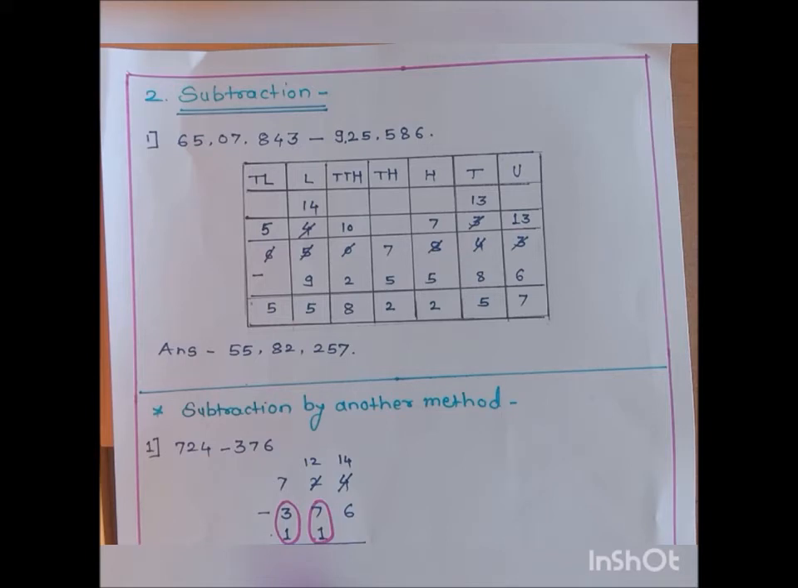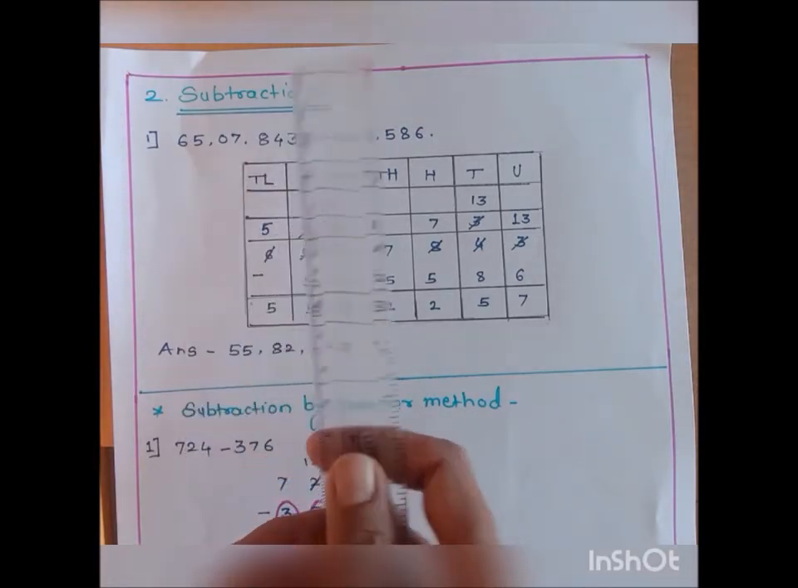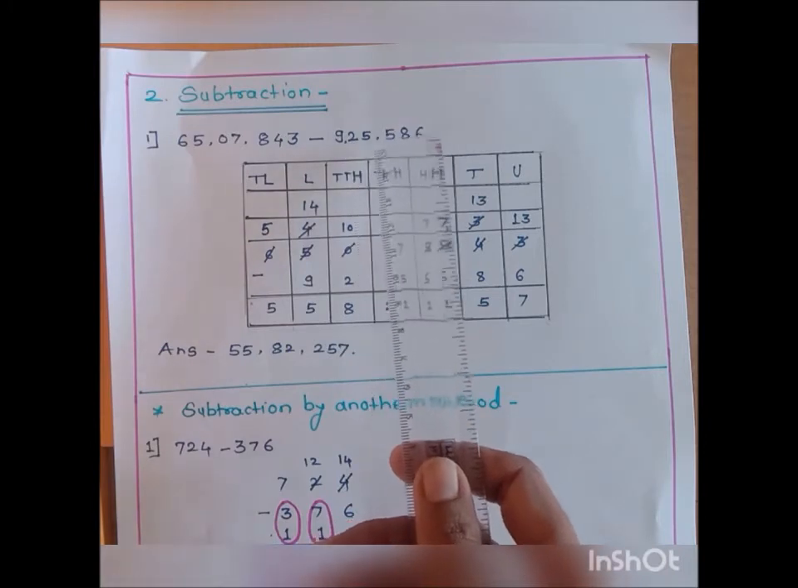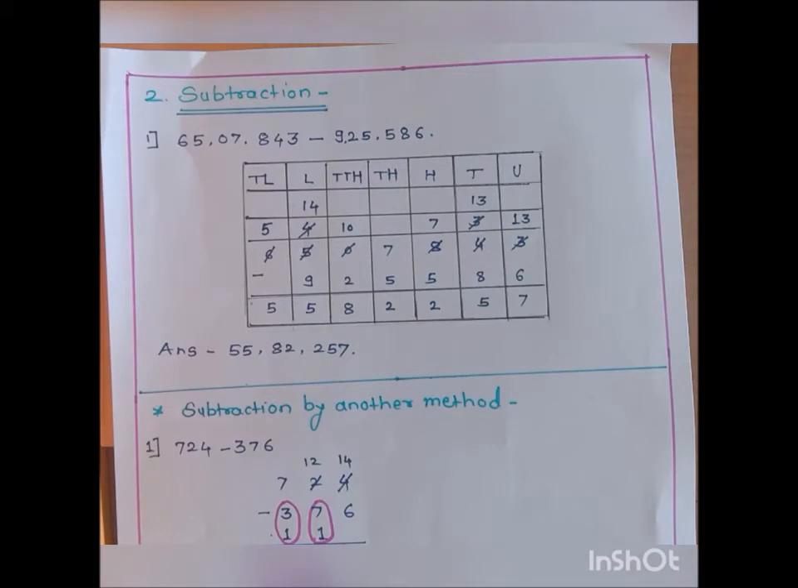Let's recall subtraction. Subtraction is the operation of taking the difference of two numbers. Now let's see some examples of subtraction. First one, 65,07,843. Next number is 9,25,586. So children, whenever we are doing addition or subtraction, we have to start from unit place.